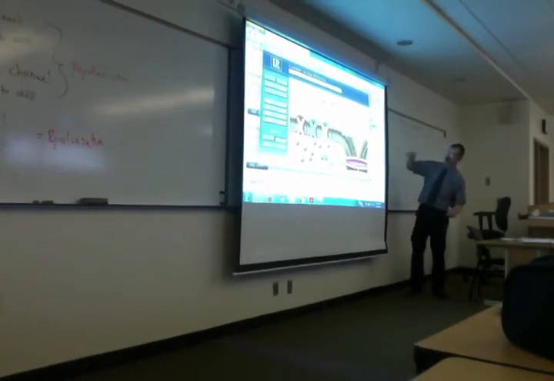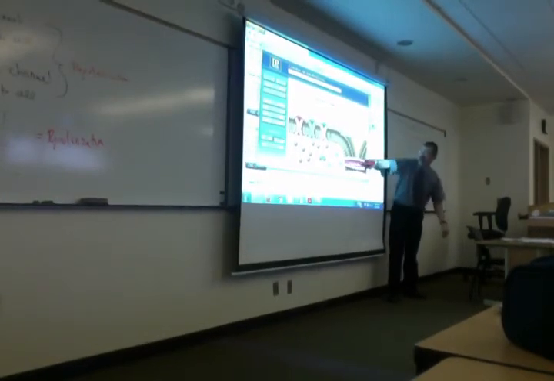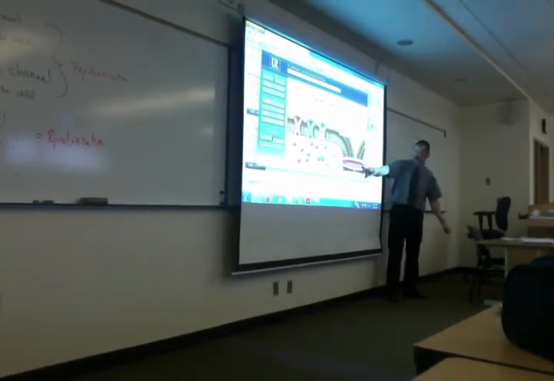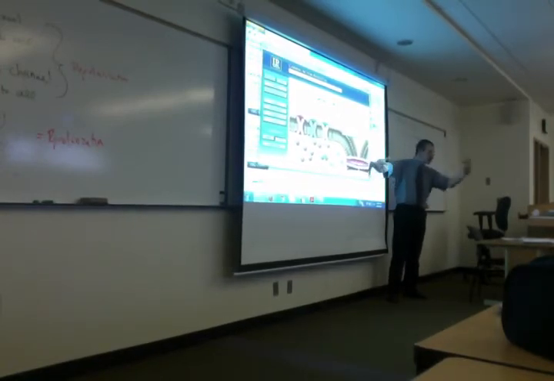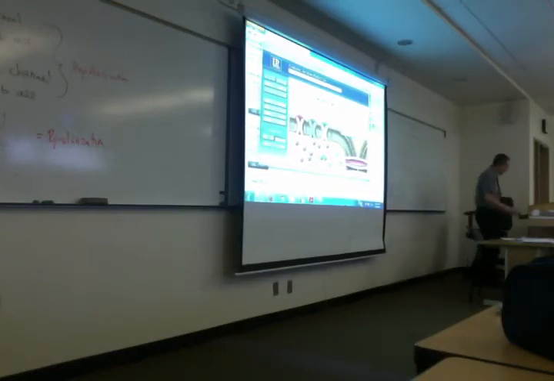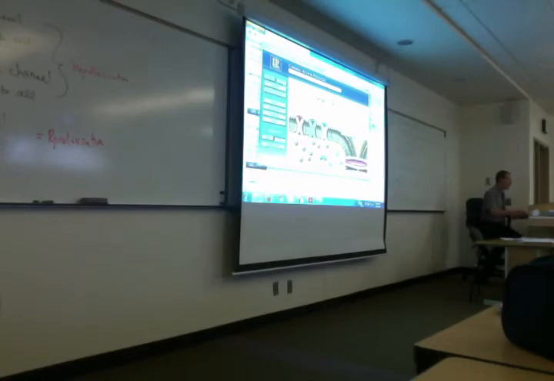Notice on this diagram we have an intercalated disc right here. What do you notice inside an intercalated disc? It's a gap junction, a tube, a tunnel. What do you think is going to go in that tunnel? The calcium will. So let's do that.